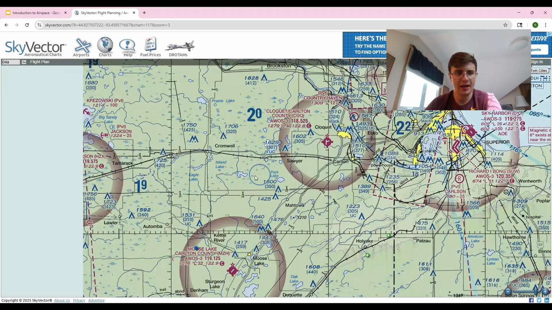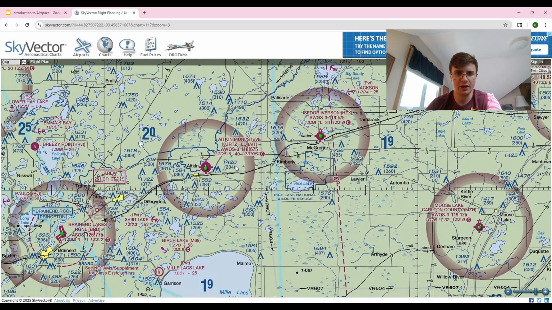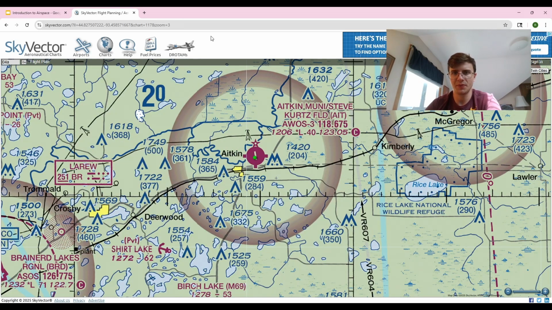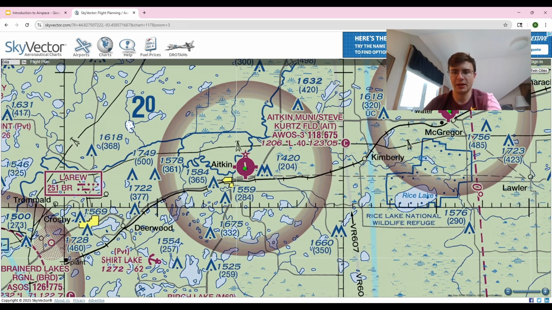Let's take a look at a Class Echo airspace here. Aitkin, Minnesota. So Aitkin Municipal, to pick up the AWOS, so this doesn't have an ATIS, this has an AWOS, but that's how we're going to get our weather for flying into Aitkin, Minnesota. You'll pick it up on the frequency 118.675. The airport elevation is 1,206. It has pilot-controlled lighting, star L.